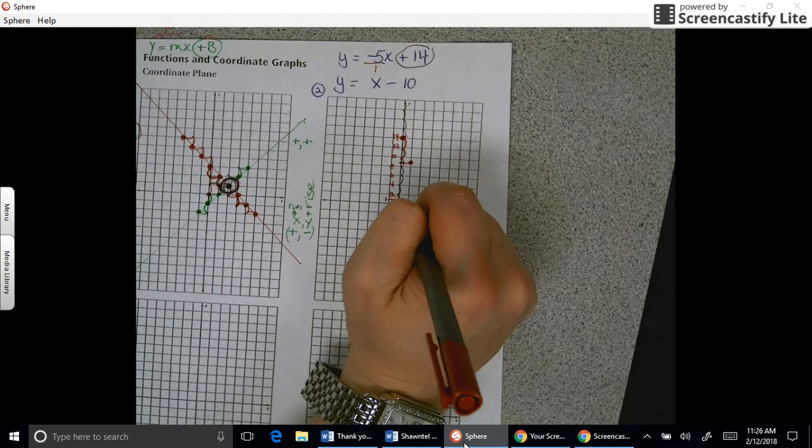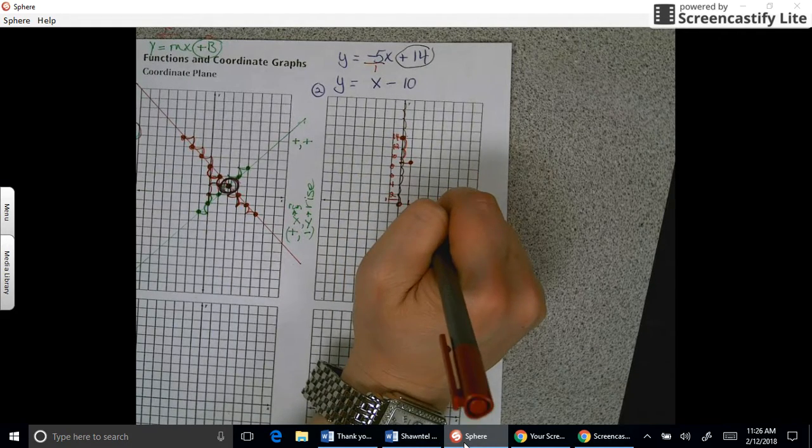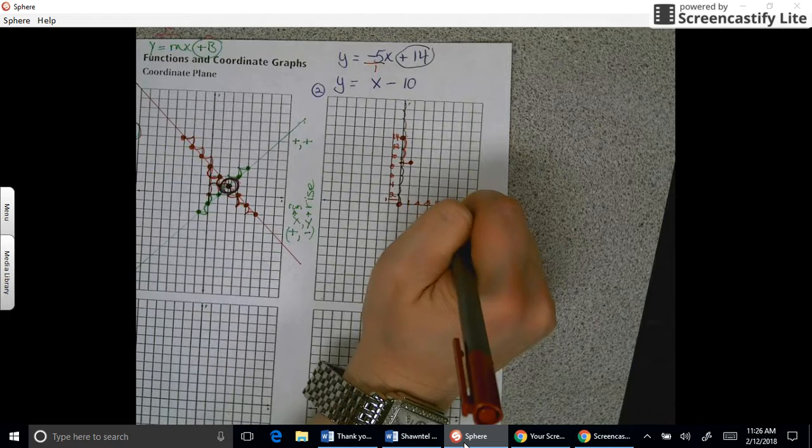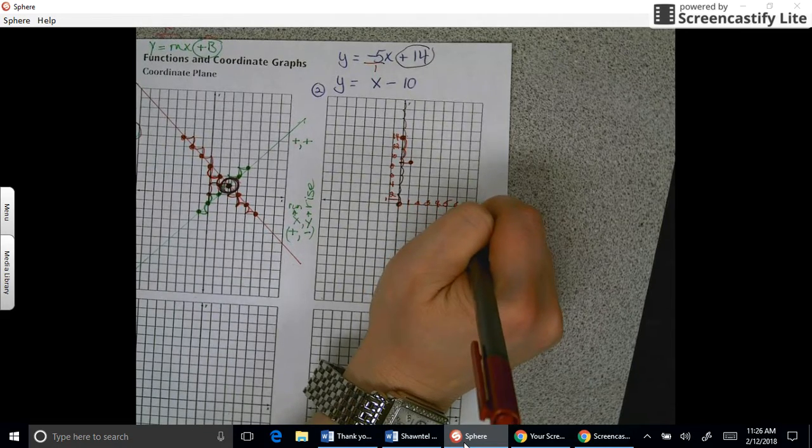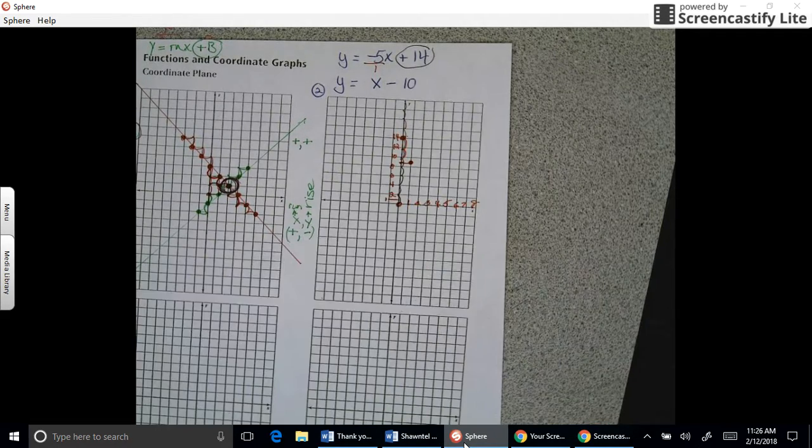I'm going to make this 1, 2, 3, 4. I have to label them, right? Because I changed it on the top. I want to make sure they know it's the same on the bottom. 2, 3, 4, 5, 6, 7.